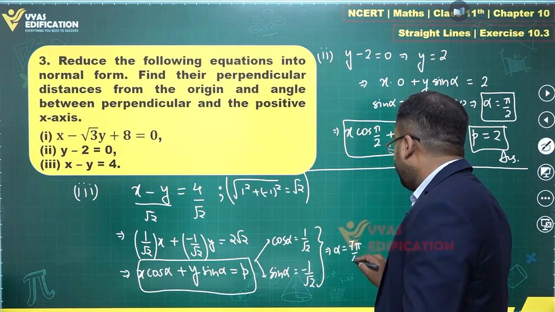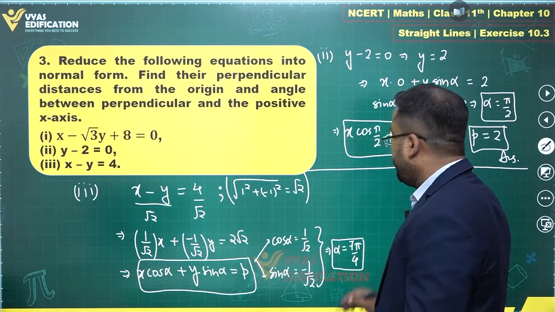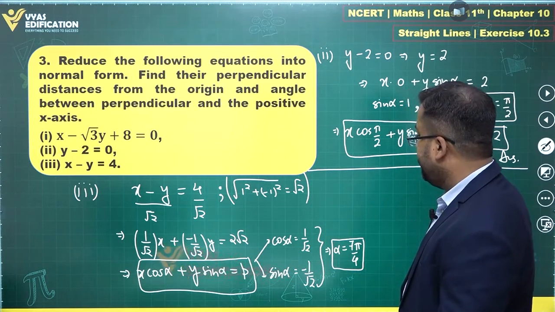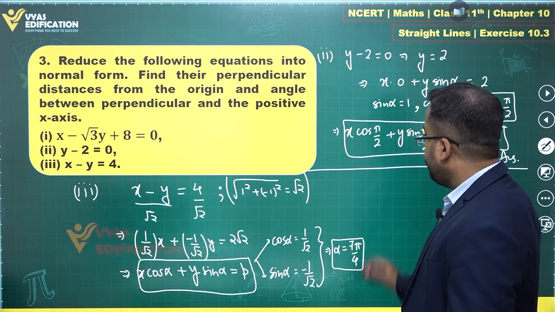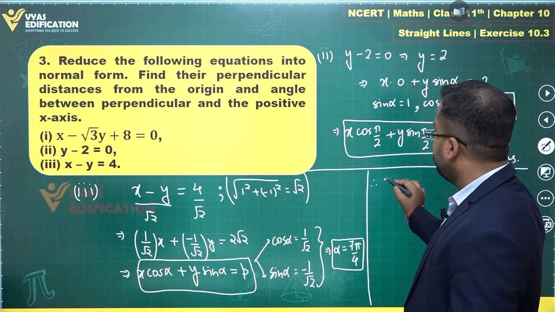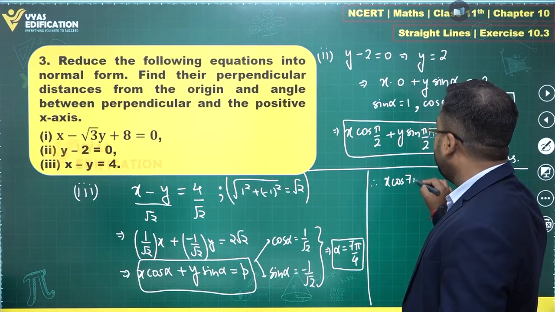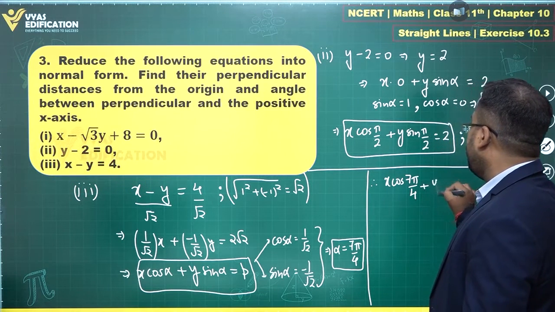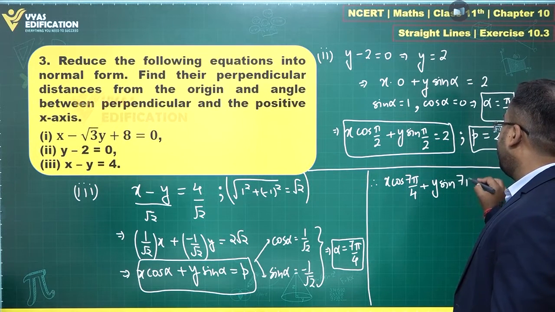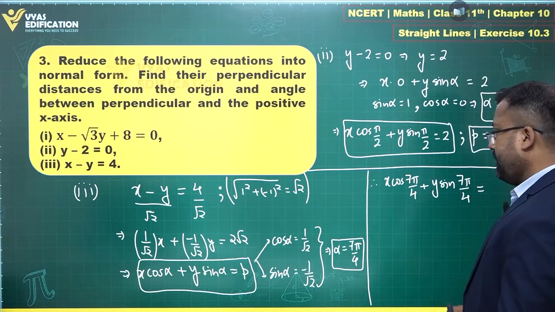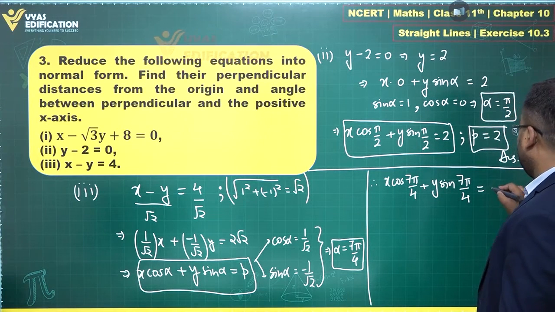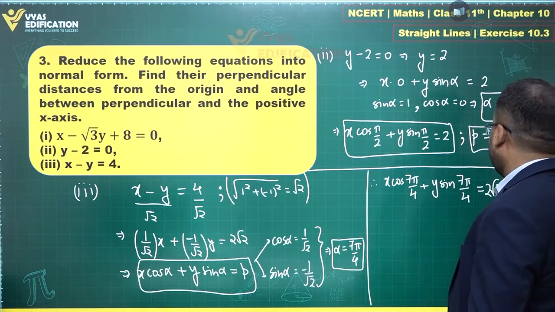Now this is directly from trigonometric equations, the chapter trigonometry which you have dealt with. Once you get alpha is equal to pi by 4, the required equation becomes x cos 7 pi by 4 plus y sin 7 pi by 4 is equal to p, which is 2 root 2. This is what we have, right?